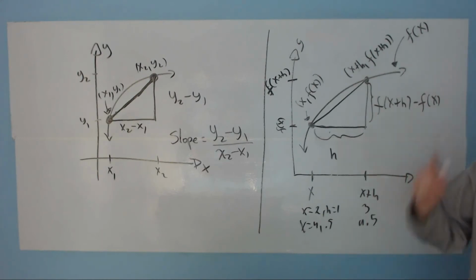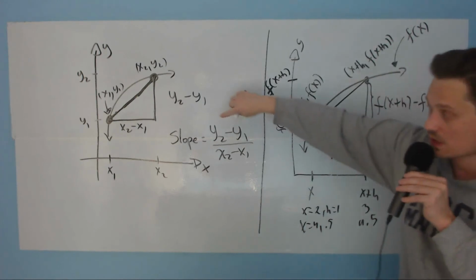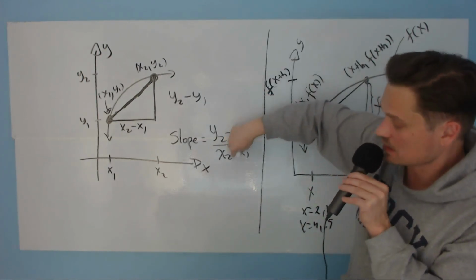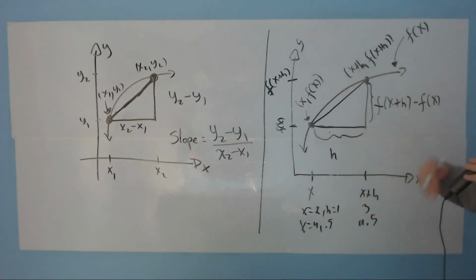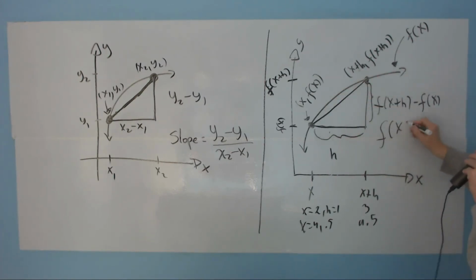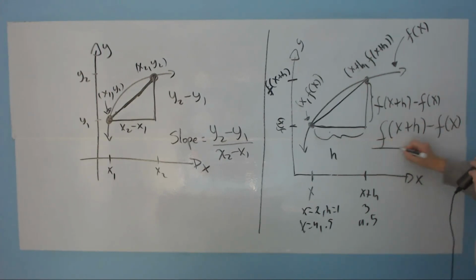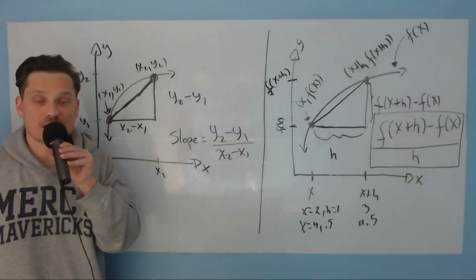So we have now the ability to form the difference quotient. Here we did y2 minus y1 over x2 minus x1. We interpreted that as slope. Here the same logic applies. You form the difference quotient by writing the vertical change over the horizontal change. So it becomes f of x plus h minus f of x, divided this time by h. And this quantity is the difference quotient.